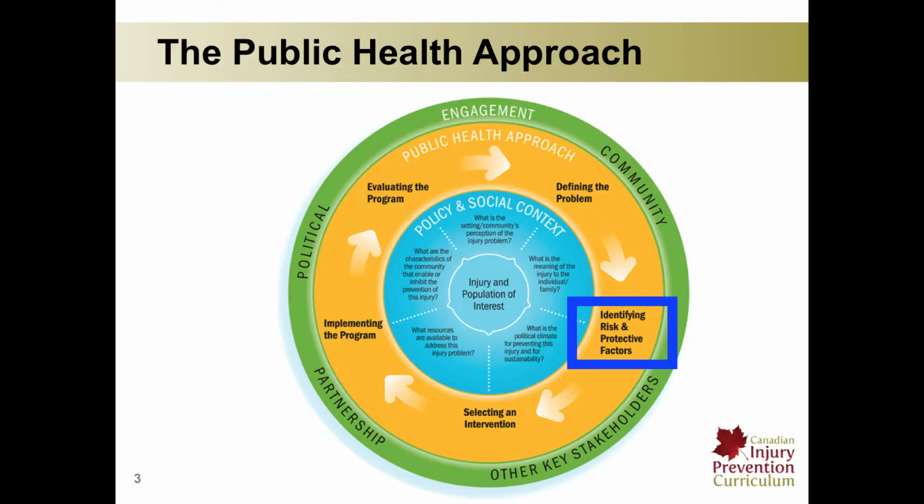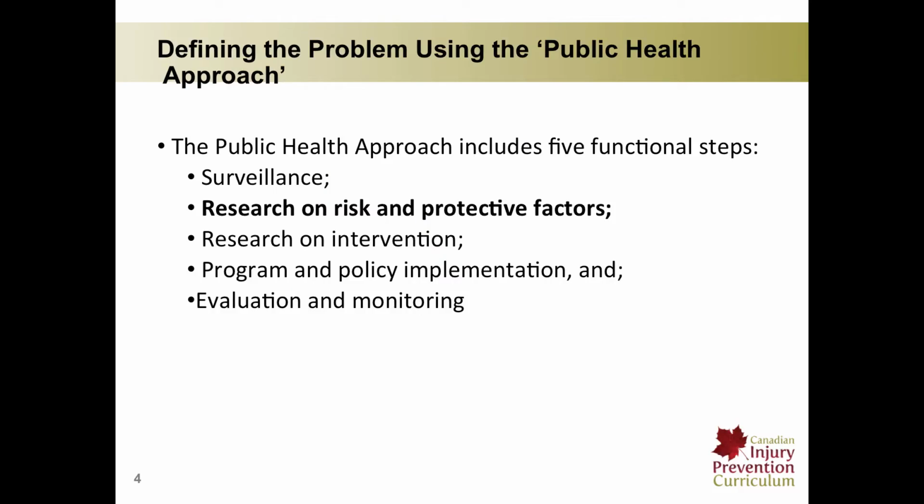First, let's review the public health approach. The public health approach includes 5 functional steps: surveillance, research on risk and protective factors, research on interventions, program and policy implementation, and evaluation and monitoring. All of these steps of the public health approach are necessary in order to successfully prevent injuries over time. This module will focus on the second stage of the public health approach, synthesizing the evidence of the risk and protective factors for injury.